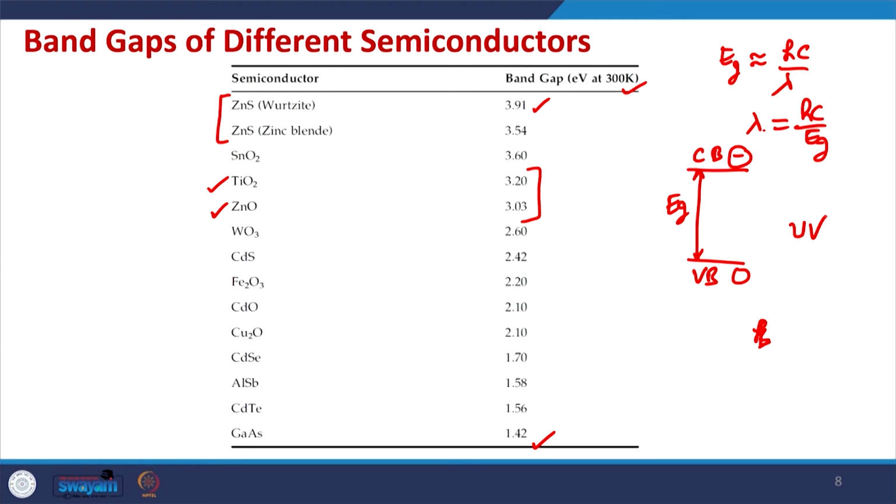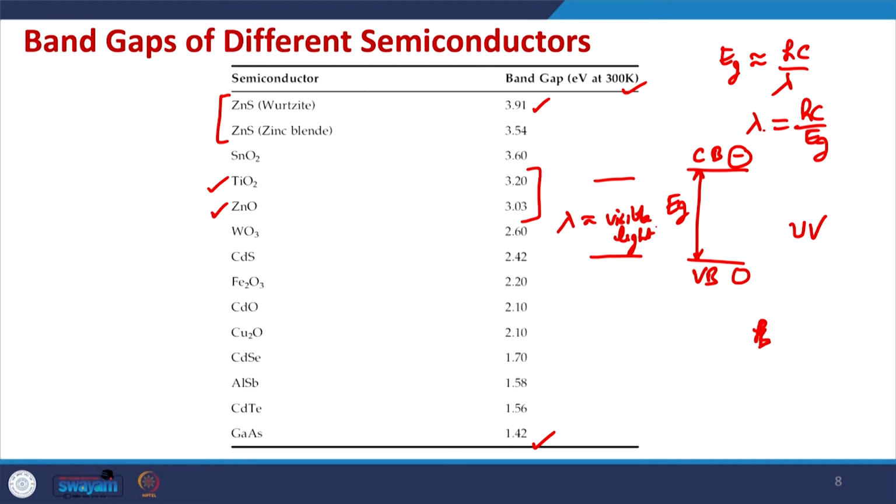That means we require very high intensity light. Now, the amount of UV light which is available at the surface of earth is much, much lower as compared to visible light. So, people want to reduce this band gap. They want this valency band to be here, but maybe the conduction band to be here, so that we can have the lambda which is in the visible light range. So, this is the objective.